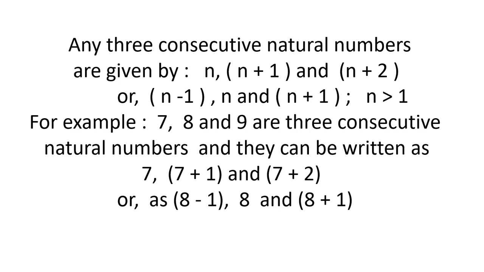For example, 7, 8 and 9 are three consecutive natural numbers, and they can be written as 7, 8 can be written as 7 plus 1, and 9 can be written as 7 plus 2, which makes n equal to 7 here. Or it can also be written as 7 can be written as 8 minus 1, 8 can be written as 8, and 9 can be written as 8 plus 1, which tells us that n is 8 in this case.